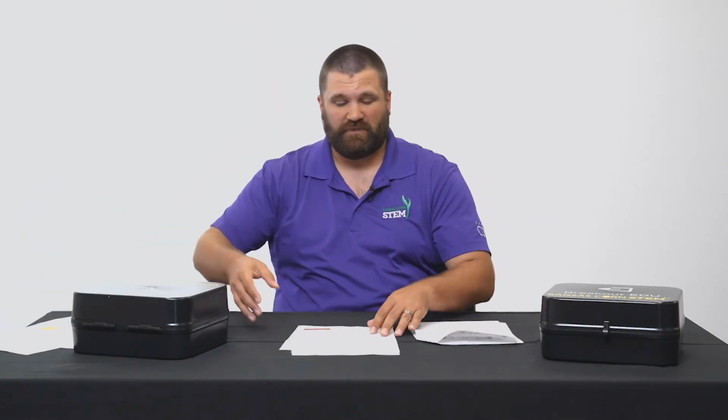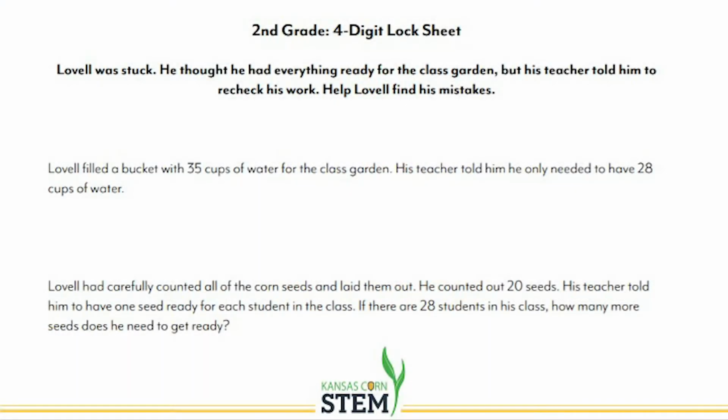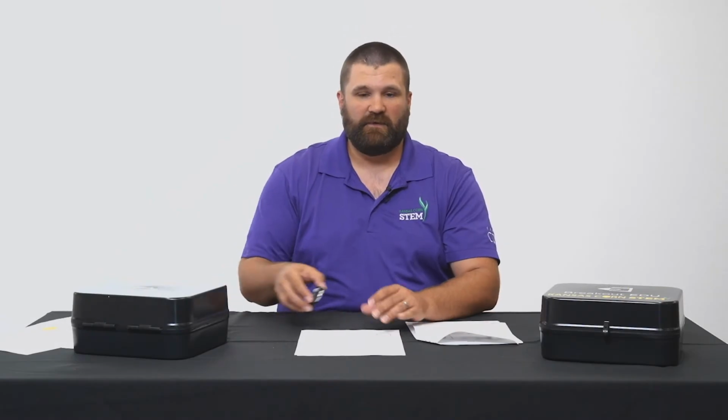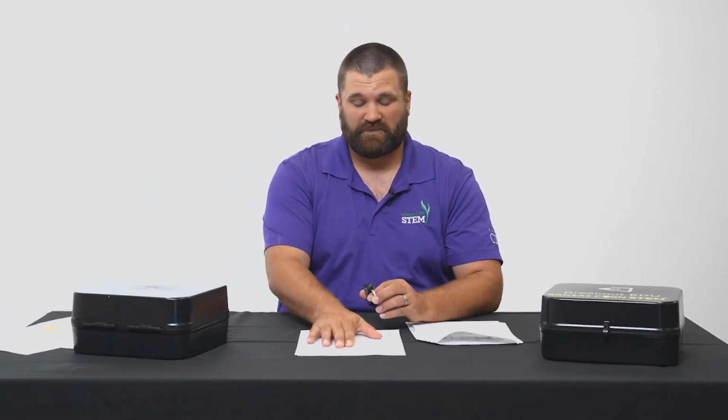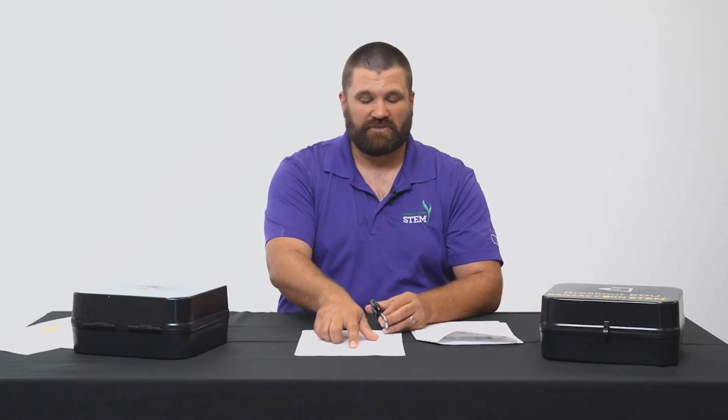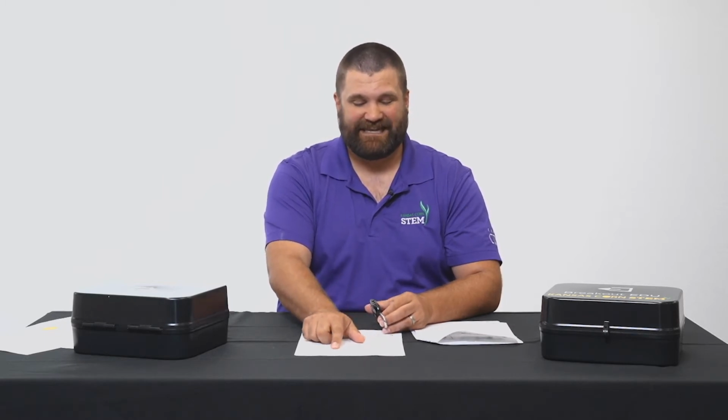So as we move on to the 4-digit lock sheet, Lavelle was stuck. He thought he had everything ready for his class garden, but his teacher told him to recheck his work. Help Lavelle find his mistakes. And the key phrase to make sure that students help out with on this one, this is probably the harder lock to get, is just helping Lavelle find his mistakes.